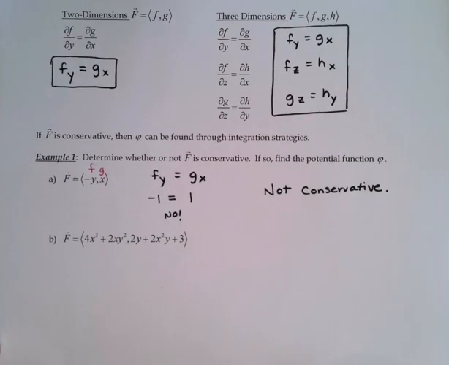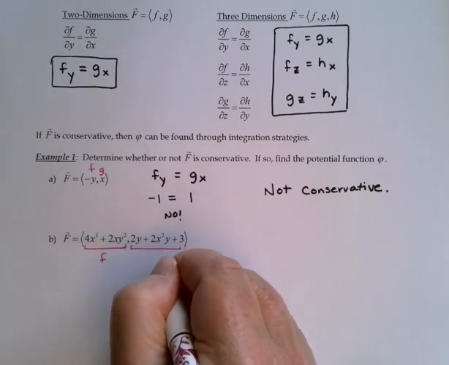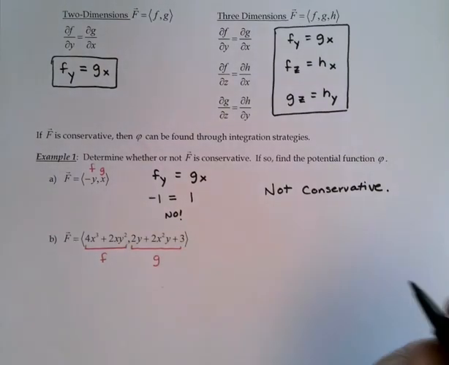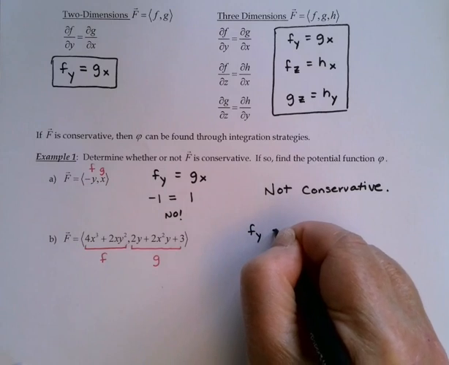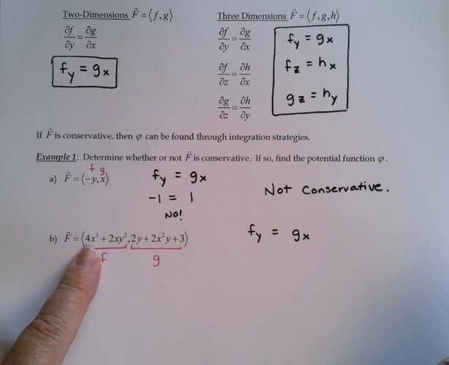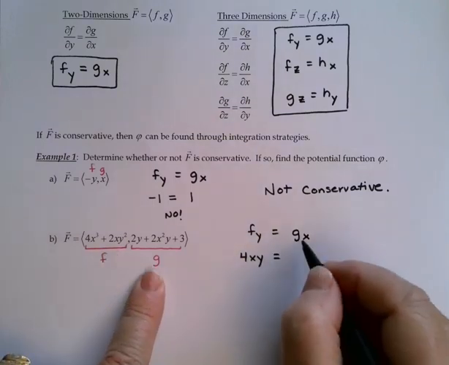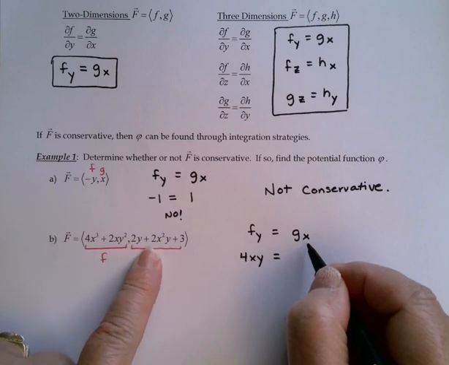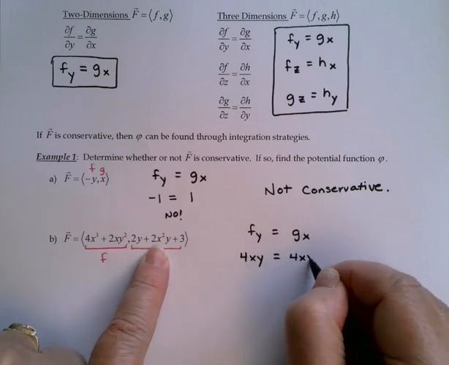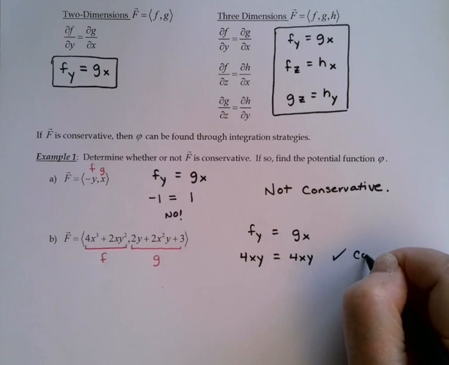All right, let's try the second example. Here is my f. Here's my g. And again, the test is f sub y must equal g sub x. Derivative of f with respect to y, that would give me a 4xy. Derivative of g with respect to x, that'll give me a 4x times y. And so the difference is 0. So this one time it worked. Conservative.